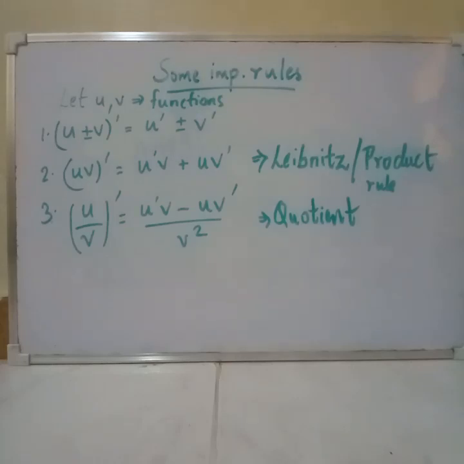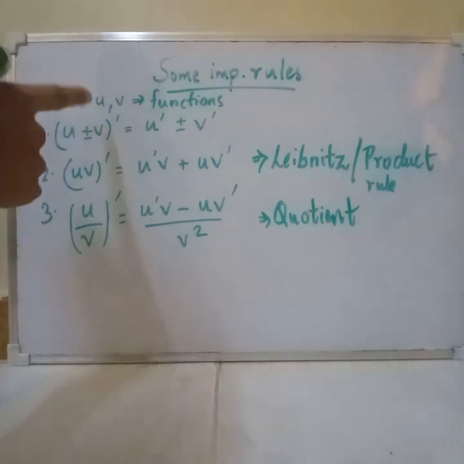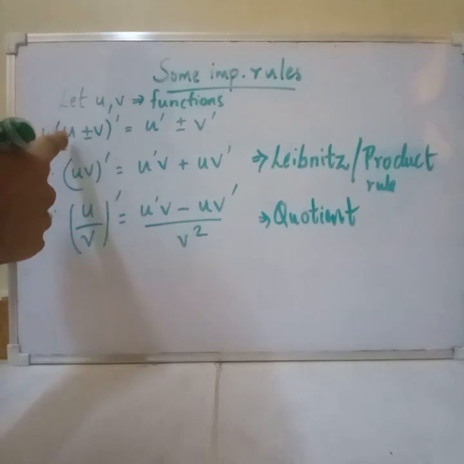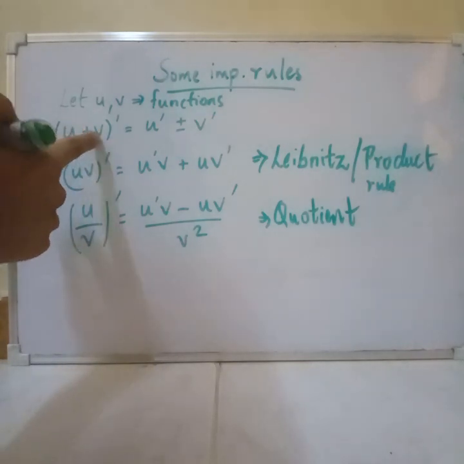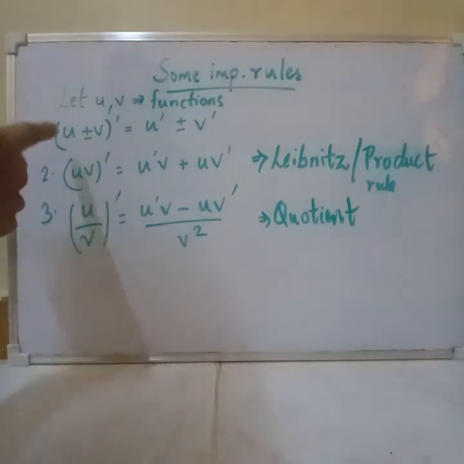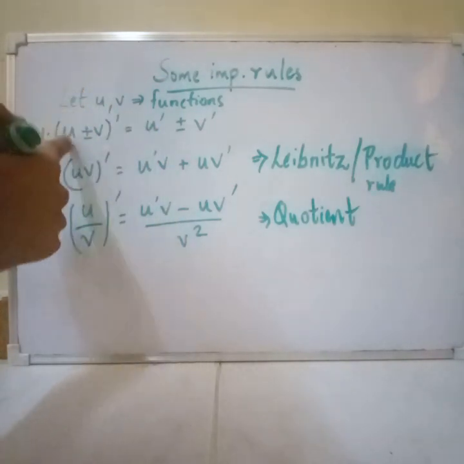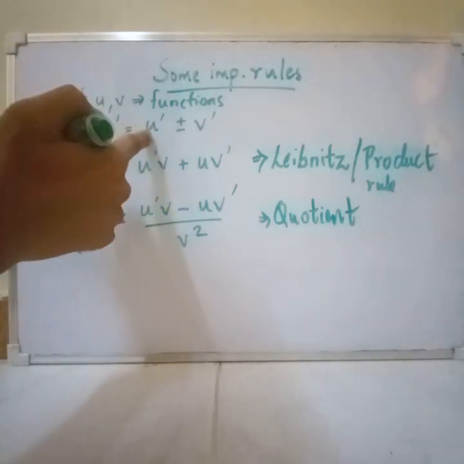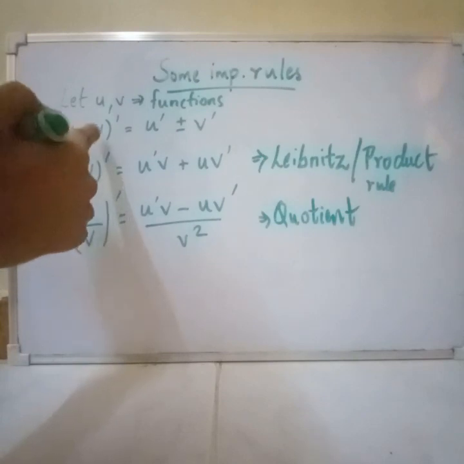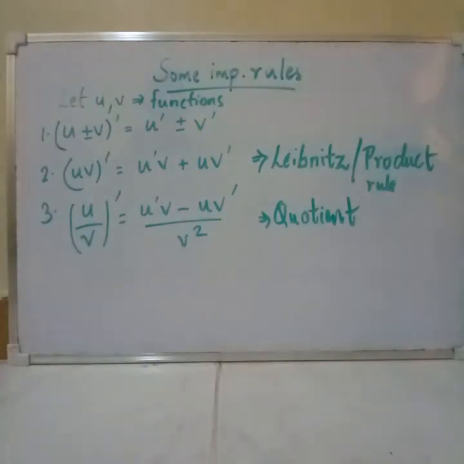So now we'll be discussing some of the important rules in differentiation. For example, if we are having two functions u and v, and we are taking differentiation here. When two functions are added together, u plus or minus v, if it is addition or subtraction, and when we are taking the differentiation of the whole function, we can distribute the differentiation to each of the functions. So u dash plus or minus v dash, just distribution.